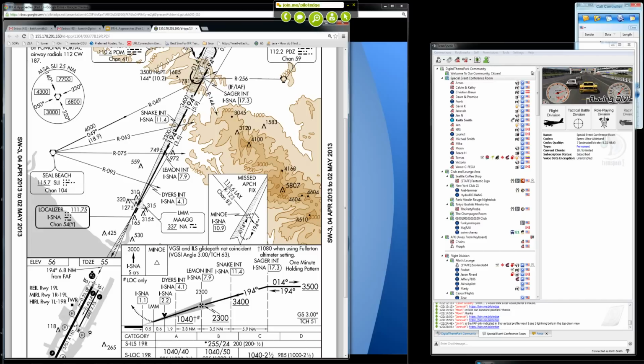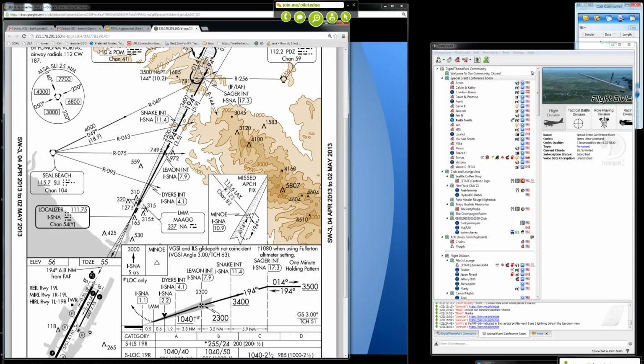I guarantee without even looking at this approach plate, one of the first things you'll be doing on the missed is climbing. There are no consequences to climbing on the missed, at least from the minimum altitude. You certainly will not be descending anymore after the final approach fix. So you'll definitely be climbing. The altitude you'll be climbing to, obviously you need to get from the plate, but suffice to say you will be doing some climbing.